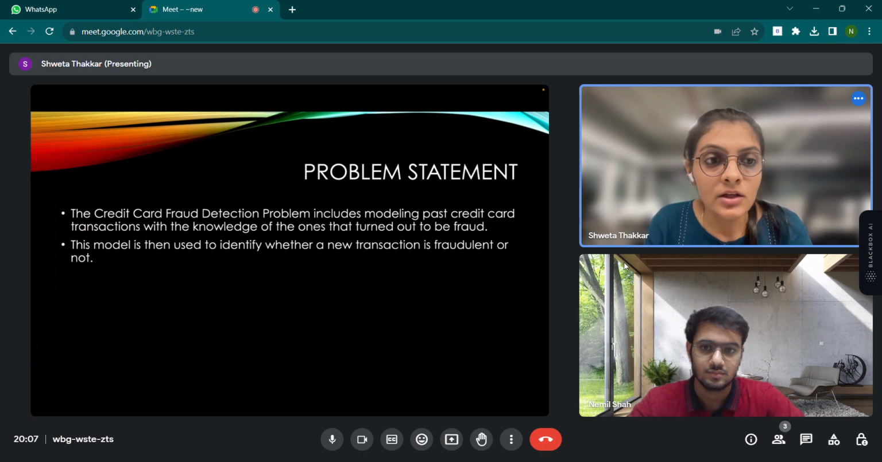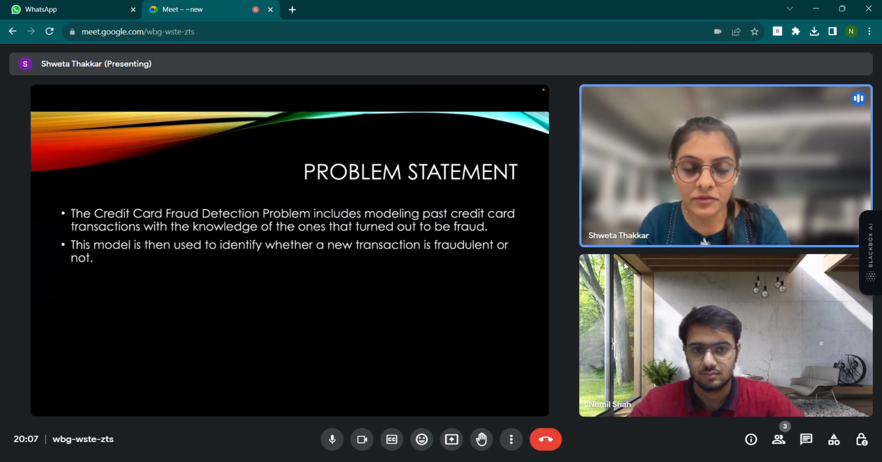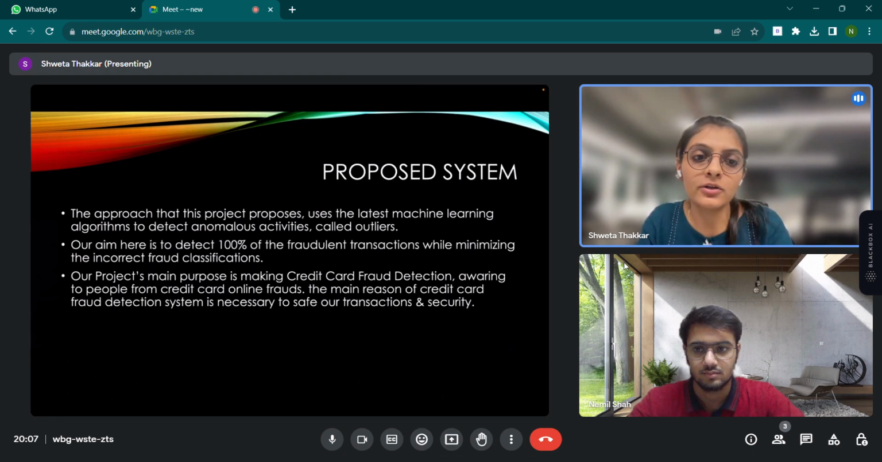So the problem statement, as I mentioned, is that in order to reduce fraud, we have taken some data sets that we will show further. And in order to detect fraud, we have used fraud classification. We have used two main models, decision tree and SVM.